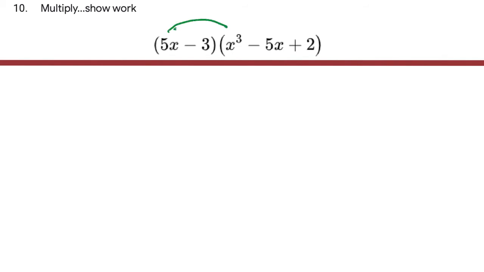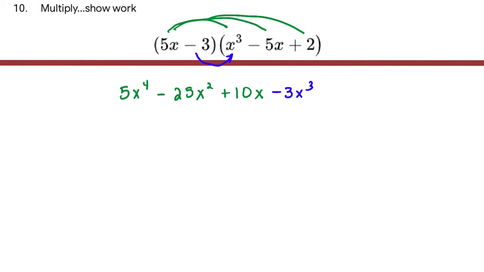Let's distribute the 5x. 5x to the 4th minus 25x squared plus 10x. Distribute the -3. That's -3x cubed plus 15x minus 6.